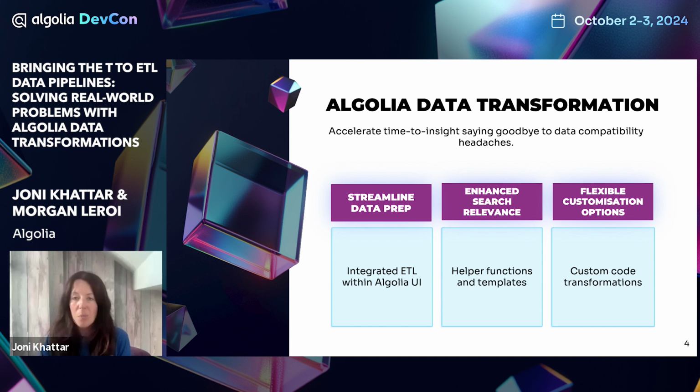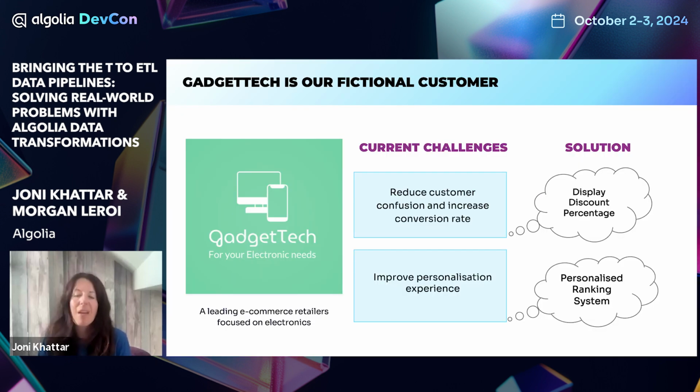So what is the solution we have today? Well, it's a code editor with pre-built transformation functions for common use cases, a new transformation section within the user interface, and options to manage custom transformation functions through code editing. So let's meet our fictional customer, Gadget Tech. Gadget Tech is a leading e-commerce retailer specializing in tech gadgets. They're facing two primary challenges.